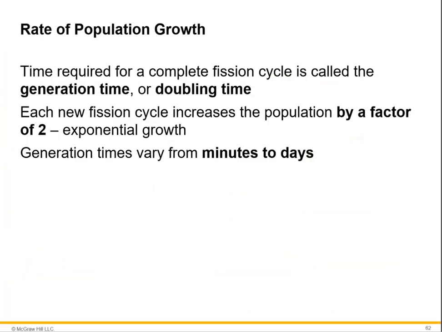Population growth. So the time that's required for a complete fission cycle to occur is called the generation time or the doubling time. So what happens is each time the organism undergoes that binary fission cycle, it's going to increase the population by a factor of 2. In other words, it doubles itself, okay? This is exponential growth. Generation times are going to vary on the organism. Some organisms can double themselves within minutes, and some take days. But generally speaking, bacteria have very rapid generation times.